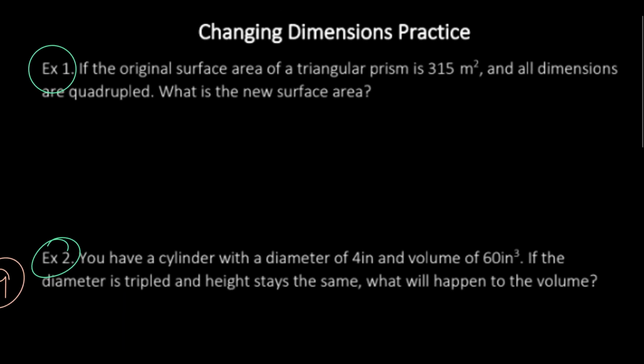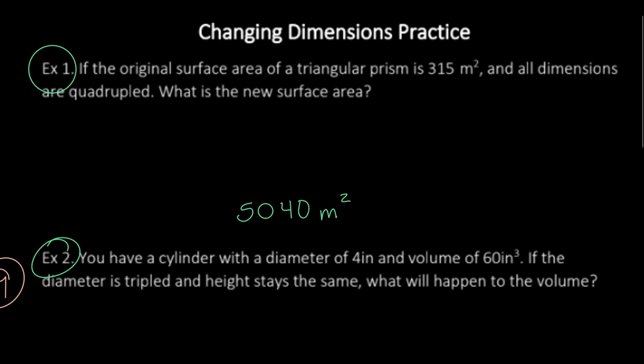All right, so what did you get as the answer for example 1, Vu? Vu just got 5,040. What? Meters squared. Good. And how'd you get that, Vu? Triangular prism. I used the method, the model, and I plugged it in.